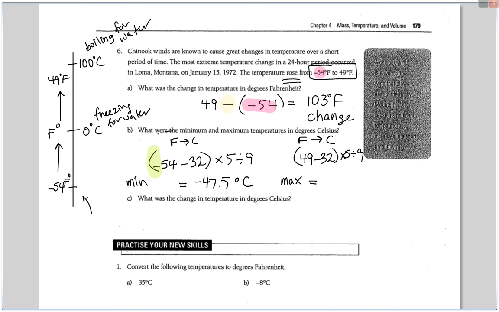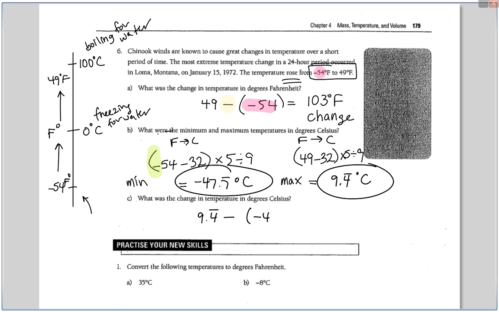And the max, 49, take away 32. Times the 5, divide a 9. 9.4 repeating degrees Celsius. Then it says, okay, what was the change in temperature in degrees Celsius? Okay, so take the second number and subtract the first number. 9.4 repeating, take away negative 47.7, and we arrive at 57.2 repeating degrees Celsius. Alright, practice your new skills, and that's it for today's lesson.